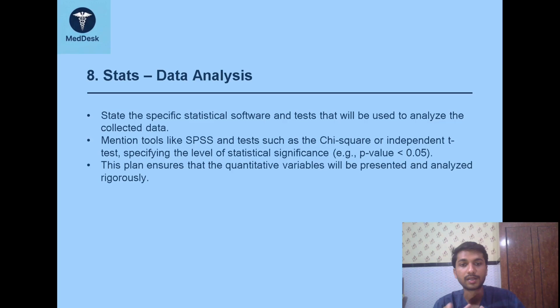Like you can run the analysis, and here I also mentioned the p-value. If you are finding a connection between tinnitus and insomnia, and by chance there is no connection, there must be an error of less than 5%, or 0.05. So that would be your p-value. This plan ensures that the quantitative variables will be presented and analyzed rigorously and in a timely manner.